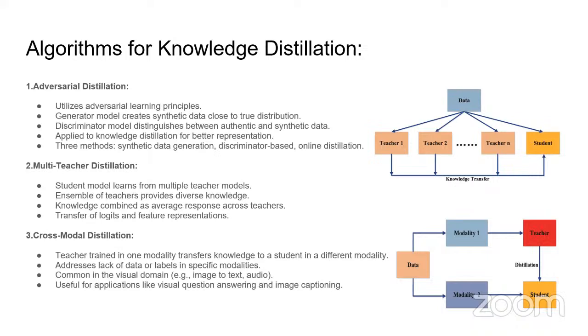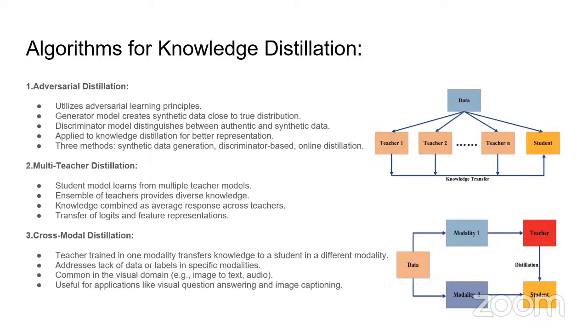Then there is multi-teacher distillation. The student model learns from multiple teacher models. An ensemble of teachers provides diverse knowledge. Knowledge is combined as an average response across the teachers. Okay, the knowledge is combined from the average responses across all the teachers. Then there is the transfer of logits and feature representations.